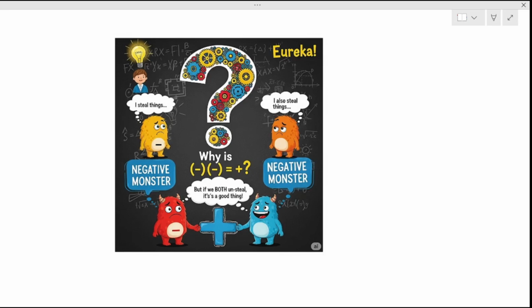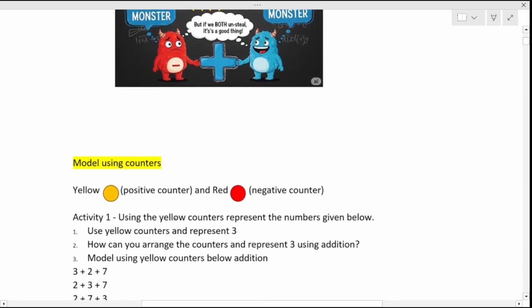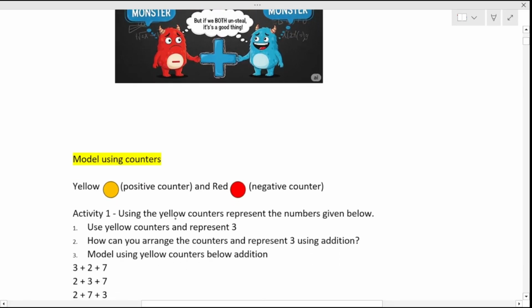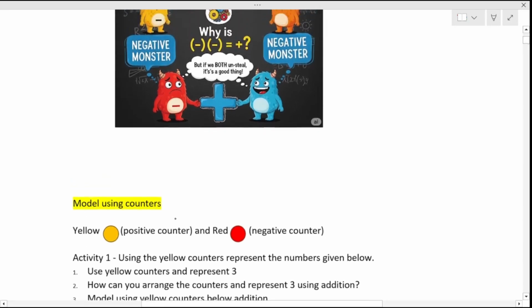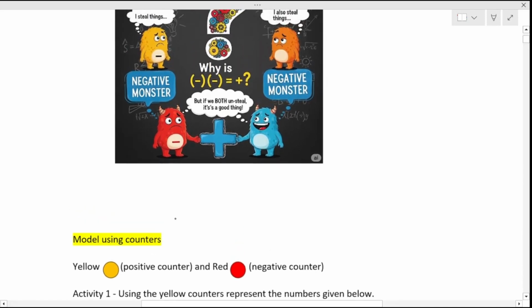But if you are interested to know why negative times negative is a positive and how you can understand it better, then watch this video in detail, where we are going to use some simple modeling using counters, small grains, or any bits of paper that you have. For example, a yellow paper represents a positive counter and a red paper represents the negative counters or the negative integers. So are you ready?